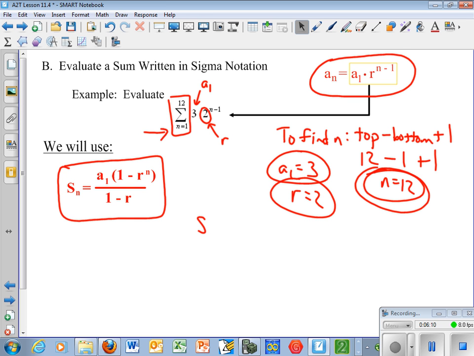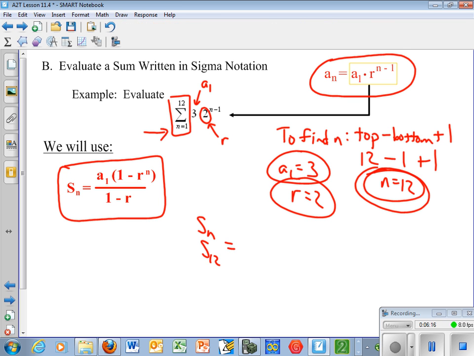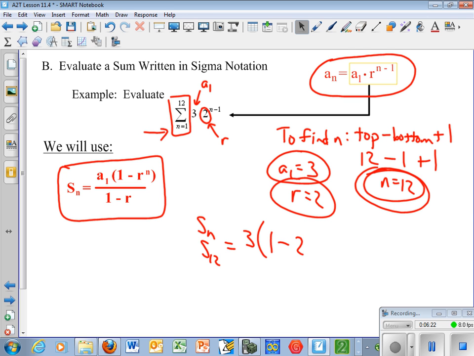So I'm finding the sum of, and I'll just call it s sub n. It's really the sum of the first 12 terms. We're going to take a1, which is 3, times 1 minus 2 to the nth power, which is 12, so that's in parentheses, all over 1 minus 2.